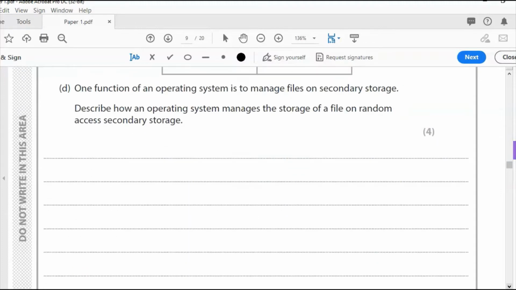D. One function of an operating system is to manage files on secondary storage. Describe how an operating system manages the storage of a file on a random access secondary storage. So this is how does the operating system manage the storage, usually on a hard drive? We're probably talking about a hard drive here. So what the operating system is going to do is check whether there's sufficient storage space. Then if there is, the file is going to be broken into blocks. The blocks are stored in spaces that are large enough, and the FAT table will then be updated with this latest information. So let's construct an answer to that.